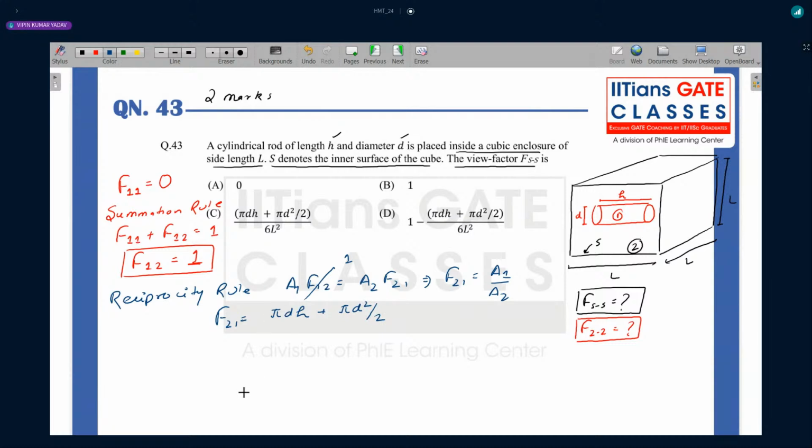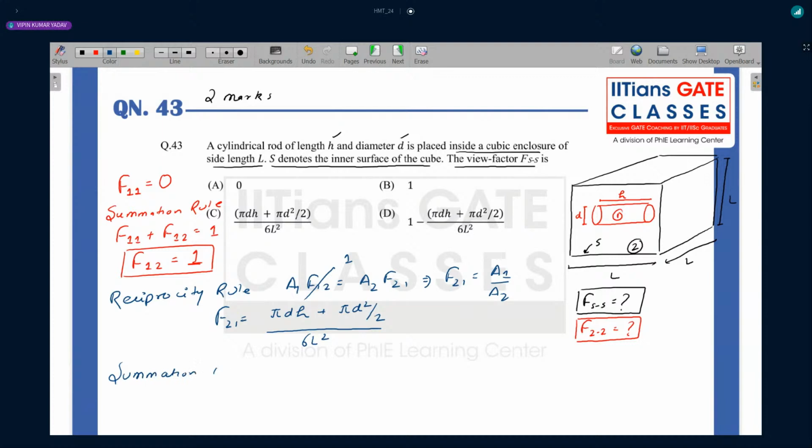And then what is the area of the cube? It is 6L square. But are they asking F21? No, they are asking F22. Sometimes people are in such a hurry that they will directly mark option number 3, which is not correct. Now again, I have to apply the summation rule.